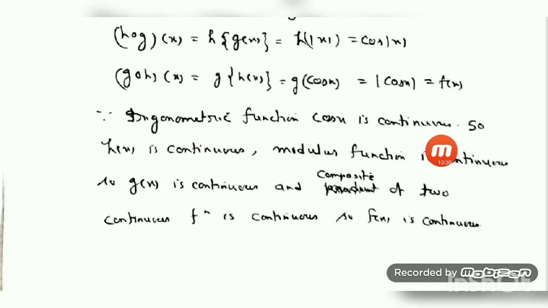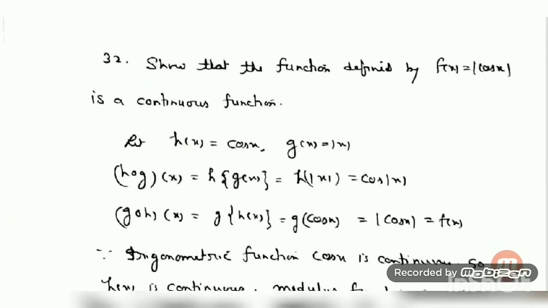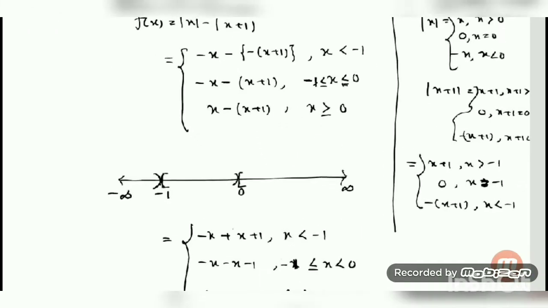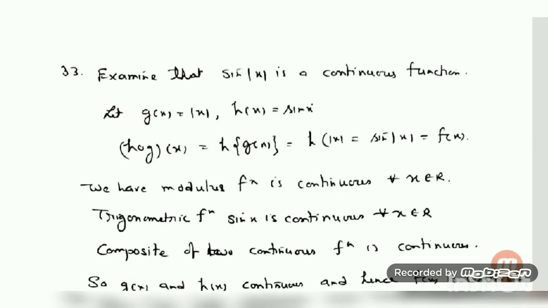Trigonometric function cos x is continuous for all real numbers, so h(x) is continuous. Modulus function is continuous, and so g(x) is continuous. And composite of two continuous functions is continuous. Hence, f(x) is continuous. So this completes the solution. Hope you understand how to do composite function continuity. Okay, one more question of similar type.